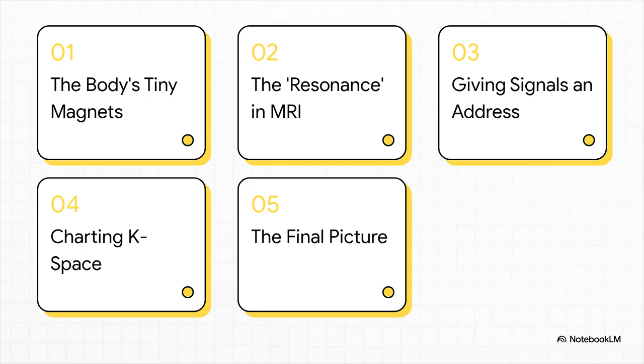So, to figure this out, we're going to walk through 5 key stages. We'll start with the raw ingredients that are already inside your body. Then, we'll see how we can get those ingredients to create a signal. After that, we have to figure out how the machine knows where the signal is coming from. That'll lead us to this strange blueprint called K-space. And finally, we'll see how that blueprint gets turned into the detailed picture a doctor can actually use.